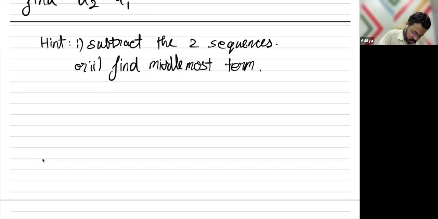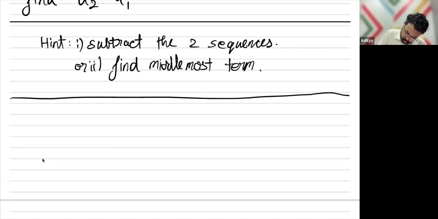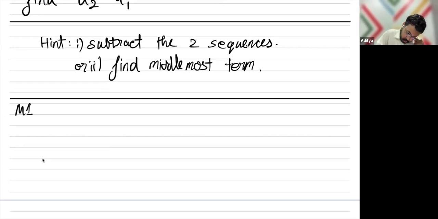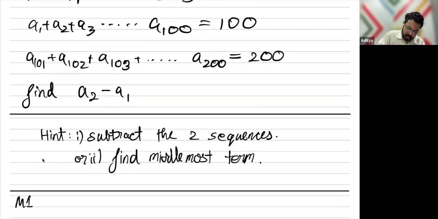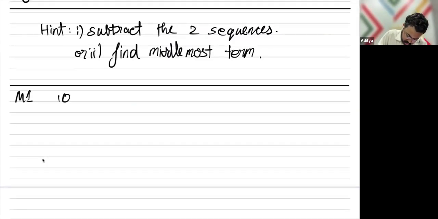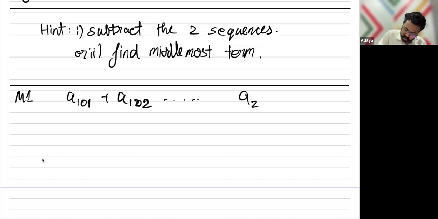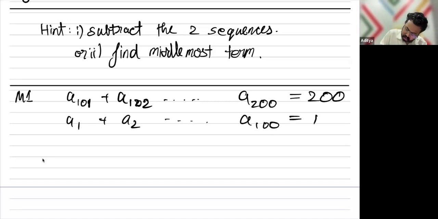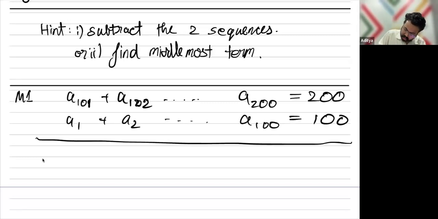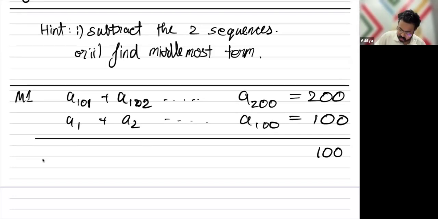Okay, I'll start with solving this question. Method 1: I'll go with subtracting the two sequences. What will happen if I subtract the two sequences? I'll subtract the smaller out of the larger. So I'll write a101 plus a102, so on up till a200 equal to 200, and then a1 plus a2 all the way up to a100 below it. Then I will subtract these two sequences. RHS is simple. It's just 200 minus 100.